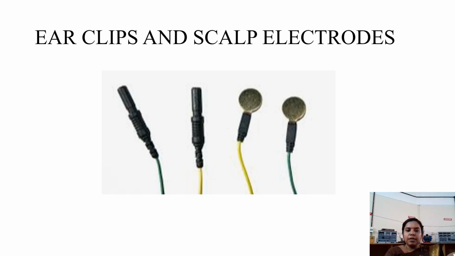Then the last one is ear clips and scalp electrodes. These types of electrodes are mainly used in EEG measurement, in which we are measuring the bioelectric signal from the brain. Around the ear region they are using ear clips, and over the skull area they are using the scalp electrodes during the EEG measurement. So these are the 5 different types of surface electrodes used for bioelectric signal measurement.